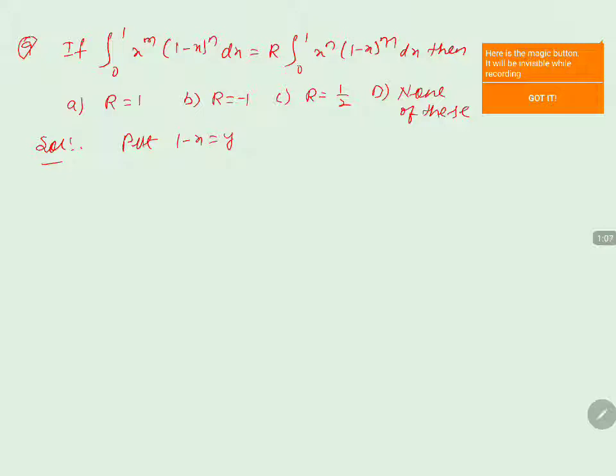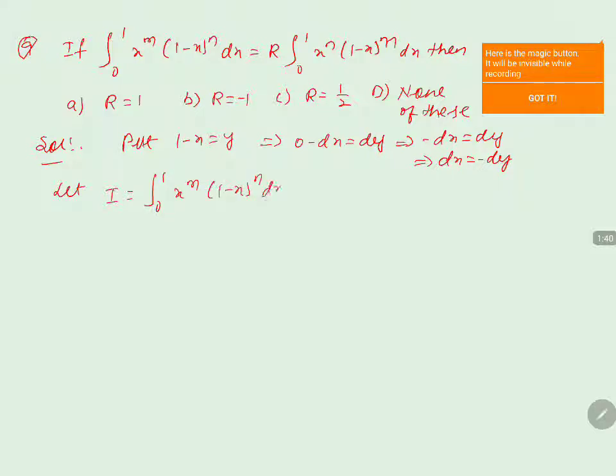So when we take 1 minus x equal to y, differentiating on both sides, we can write 0 minus dx is equal to dy, or minus dx is equal to dy, or dx is equal to minus dy. Now the integral on the LHS we will assume as I. Then this can be written as: let I be equal to the integral from 0 to 1 of x to the power of m into (1 minus x) whole to the power of n dx.